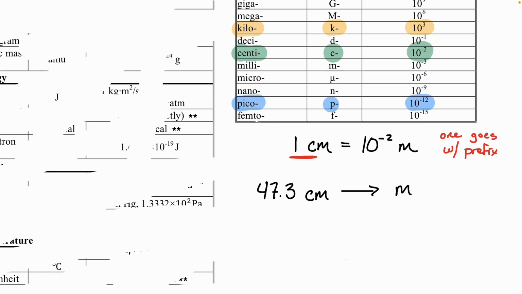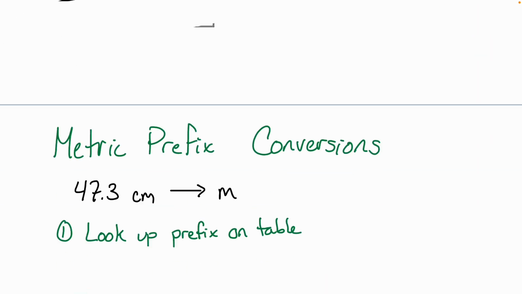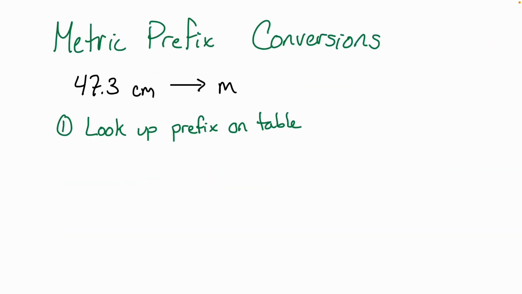So when we look it up on our table here, again, we were looking up this centi. I get this 10 to the negative 2. I'm going to set up this equality here where the 1 is with the prefix and the 10 to the negative 2 is on the other side. Okay? So this is what we got when we looked it up on our table. 1 centimeter equals 10 to the negative 2 meters.